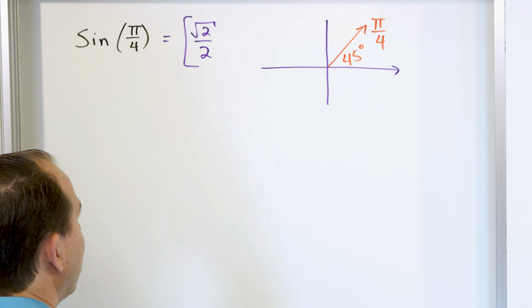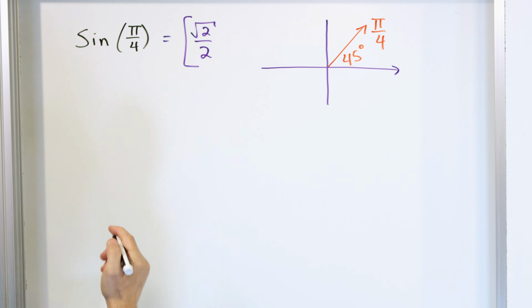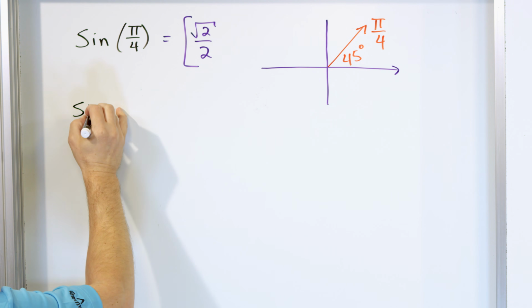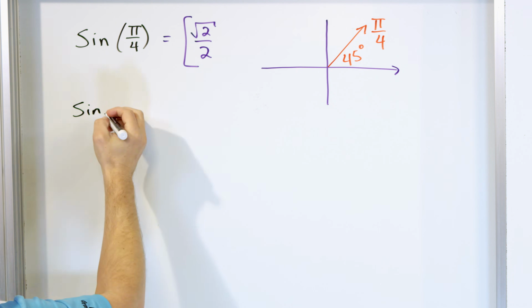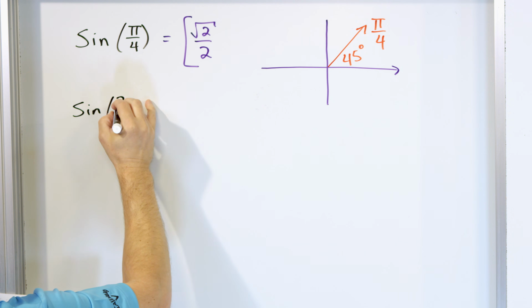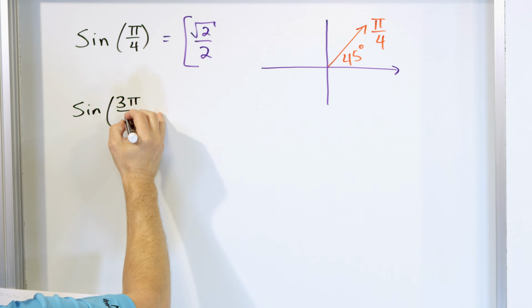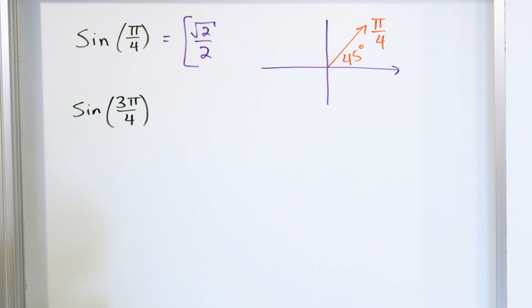For every problem, we're going to do it like this. We're going to sketch where it is here in the beginning, and then after a while, you probably won't have to sketch every problem, but in the beginning, we definitely want to. So 3 pi over 4.